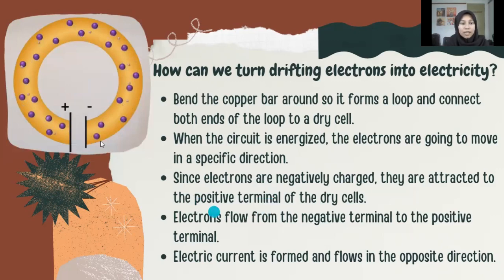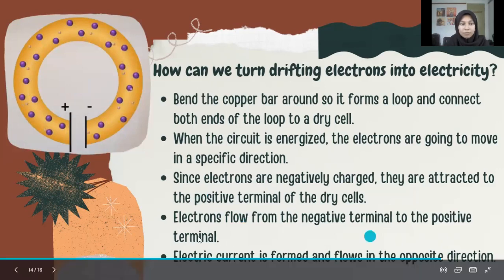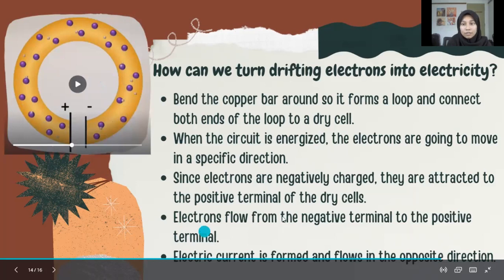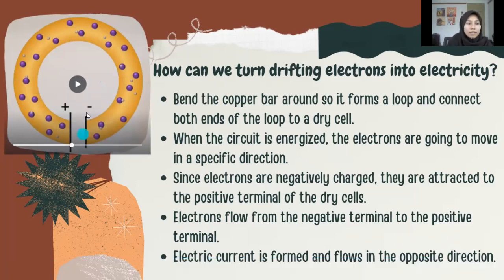Electrons will flow from the negative terminal to the positive terminal. That means from here, the electrons will flow in this direction to the positive terminal. See, the electrons are flowing in this direction from the negative terminal to the positive terminal. So when there is electron flow, electric current is formed, but the flow of electric current is in the opposite direction, and that is how electricity is formed.